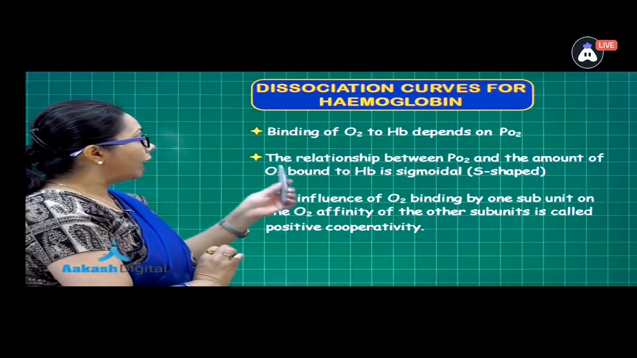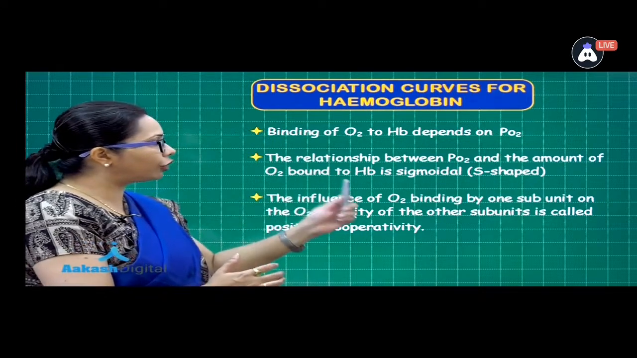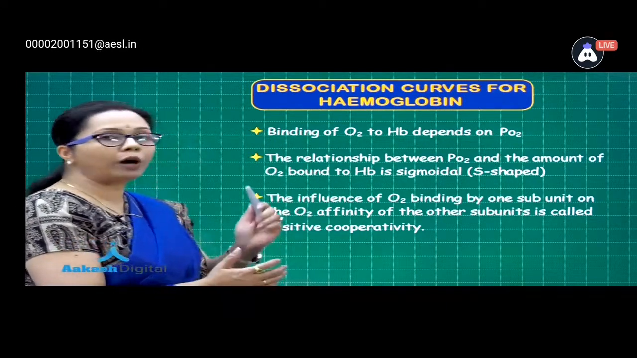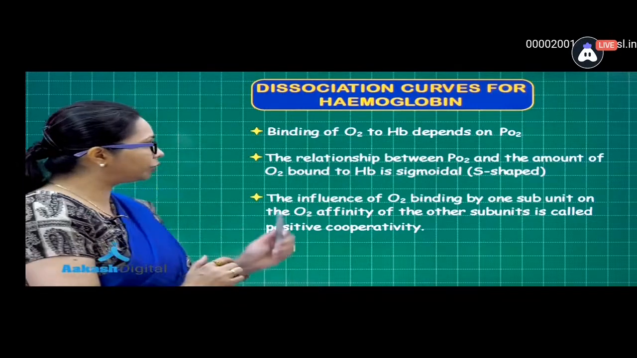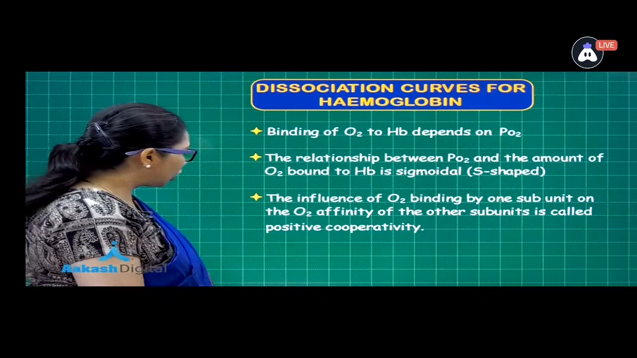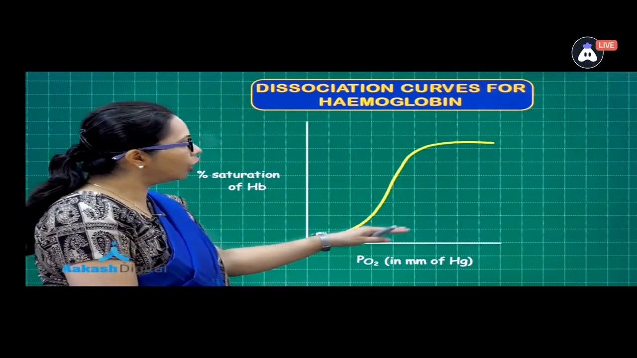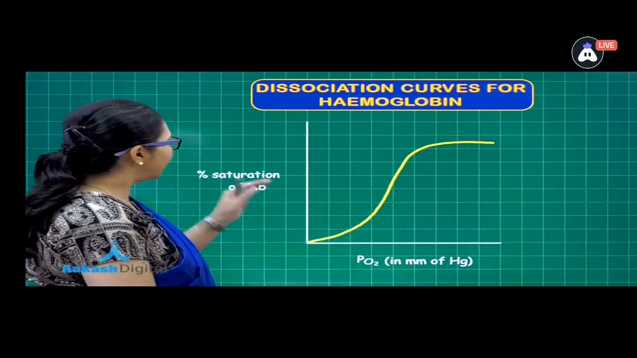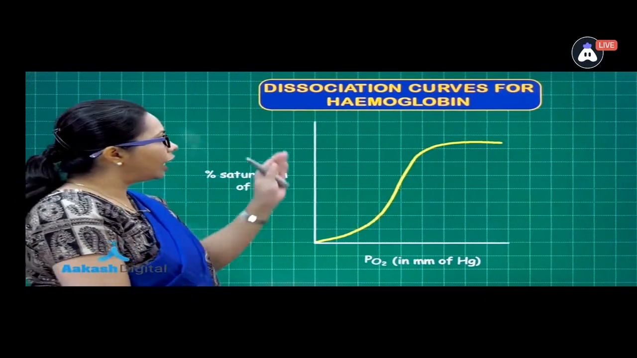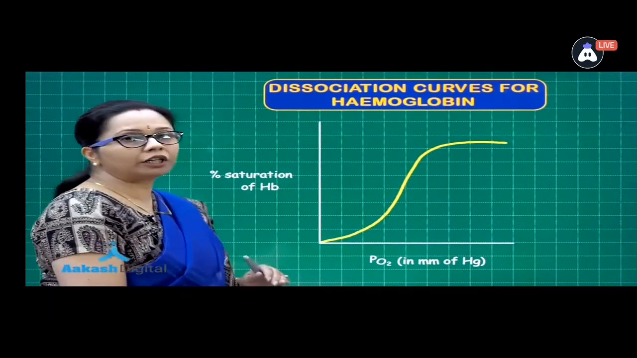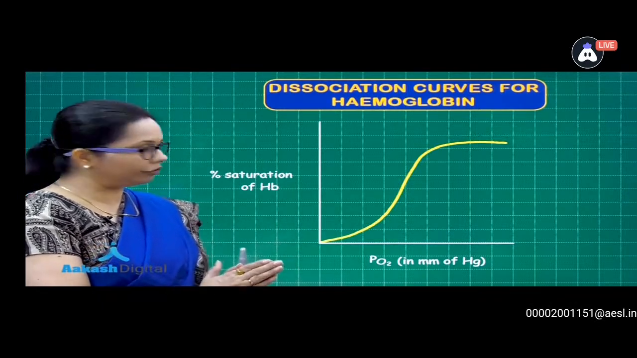Now if we draw a curve, the relationship between the partial pressure of oxygen and the amount of O2 bound to hemoglobin, this would be a sigmoidal curve, that is an S-shaped curve. Now let us take the curve between the partial pressure of oxygen, which is shown here on the x-axis, and here we have on the y-axis percent saturation of hemoglobin. Such a sigmoidal curve is called the oxyhemoglobin dissociation curve.